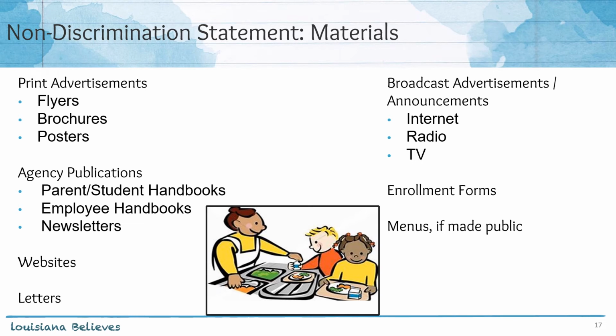Non-discrimination statement materials. The non-discrimination statement is required on any program materials that mention the programs to the public. These materials may include advertisements, publications, letters, enrollment forms, broadcasts, and school websites. Items that do not require the non-discrimination statement to be printed are incentive items such as cups, buttons, magnets, and pins due to the impractical size.